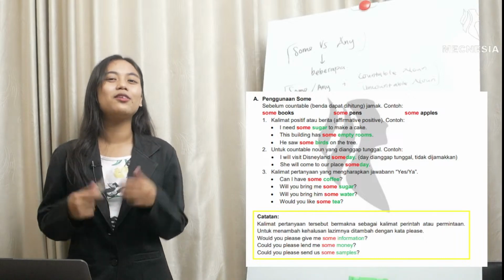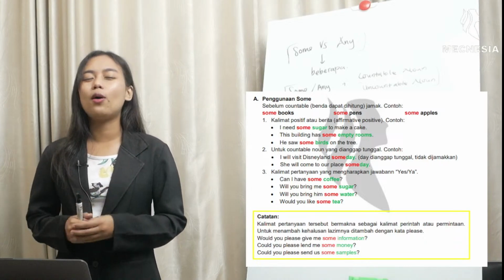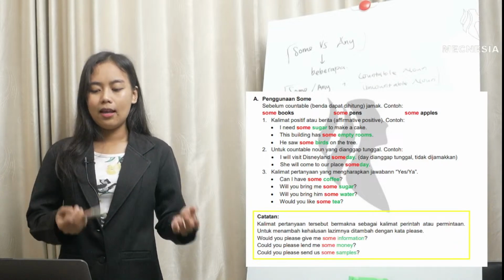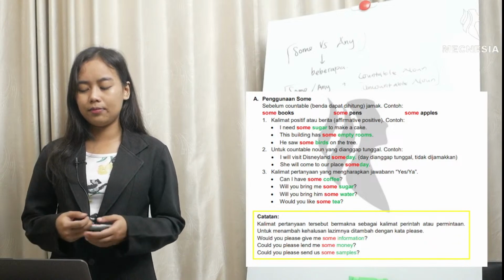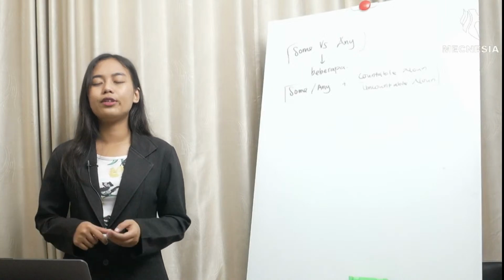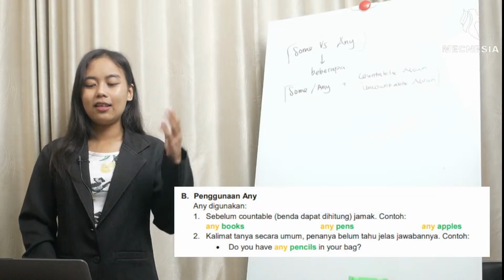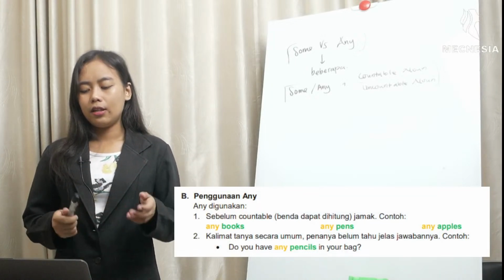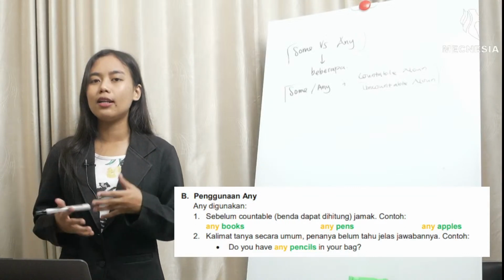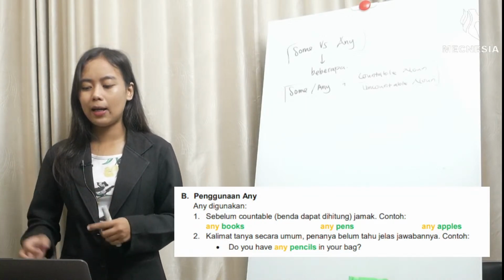Now, let's talk about any. Sekarang mari kita masuk ngomongin any. Well, any beda dengan some, dia digunakan oleh kalimat negatif dan juga interrogative biasanya. Now, let's take a deeper look. Any is used before countable. Jadi any dapat digunakan sebelum countable noun yang jamak. For example, any books, any pens, any apples. Next, any generally is used in interrogative sentence. Jadi any secara umum dia biasanya digunakan dalam kalimat tanya atau interrogatif yang penanyanya belum tahu jelas jawabannya apa.